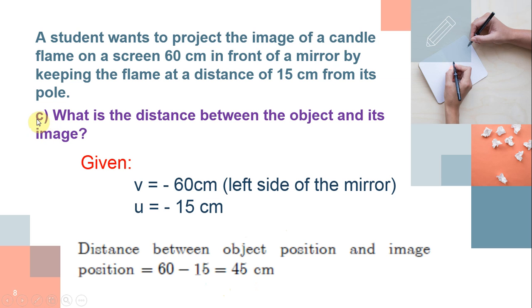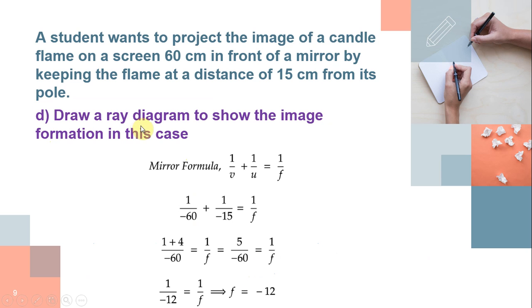And the next question, what is the distance between the object and its image? Here both have a minus. We need to find the difference only. Just omit that sign. So 60 minus 15, which is equal to 45 centimeter. The next question, draw a ray diagram to show the image formation in this case.